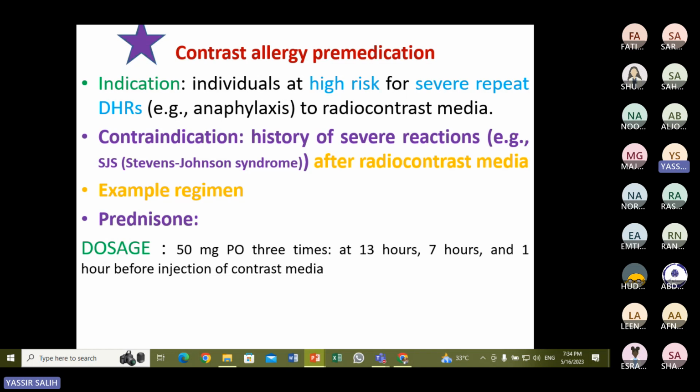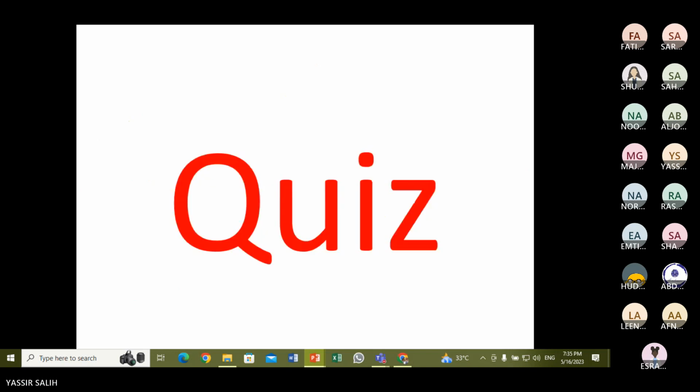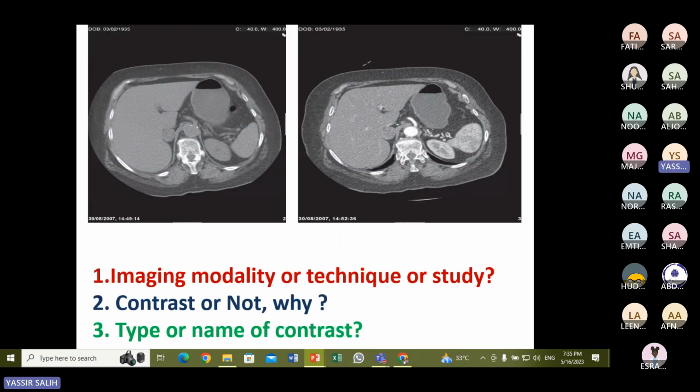What is the contraindication? Give one contraindication for this drug, meaning we do not give this drug and do the contrast examination. A patient with severe Stevens-Johnson syndrome is contraindicated for this pre-medication trial, because they can develop a severe, untreatable reaction. Do you have any question in this part?